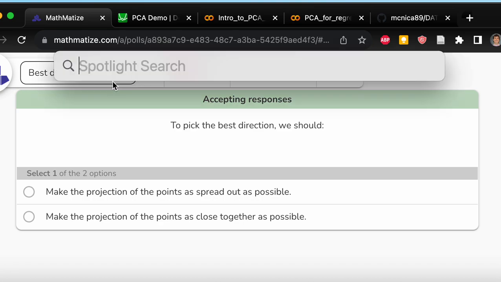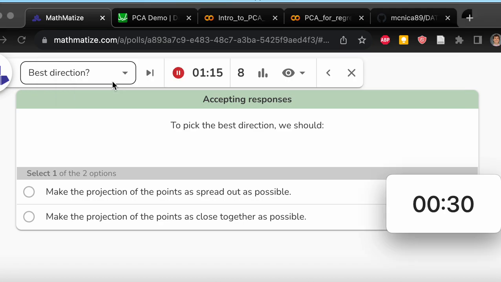Okay, let me start the timer here for 30 more seconds while you think about which would be better for what we want to do.